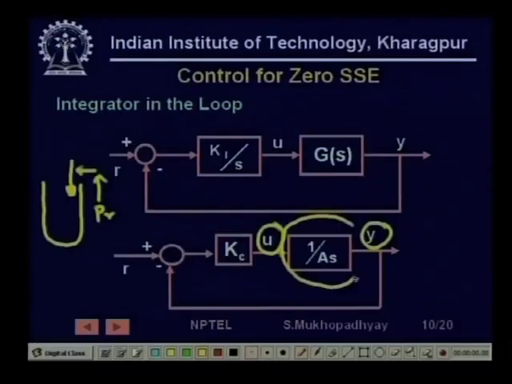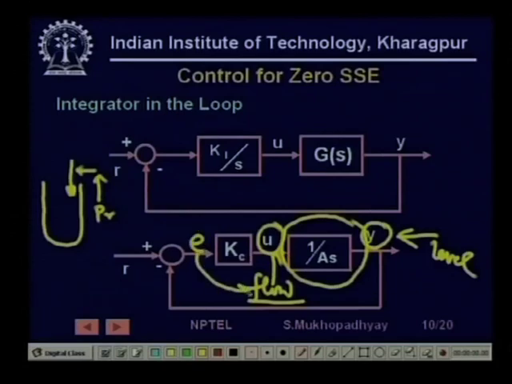So, you see now, this tank is a plant which has an integrator with respect to flow, because the level is nothing but an integral of flow. So, to be able to maintain a level, it does not need any flow. The flow can go to 0. We are still having a simple proportional controller. The error goes to 0, flow goes to 0, but still the level is maintained. So, this is another situation where you can have 0 steady state error.